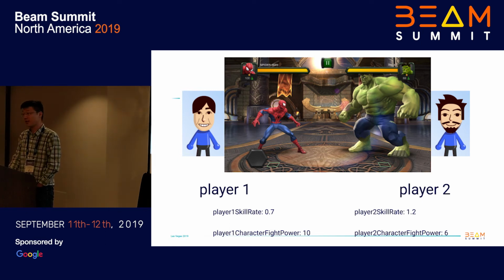To put this together, let's say team one has player one, and team two has another player in the game. You have Spider-Man and Hulk fighting, and you have different skill sets. For Spider-Man, the player's skill set is 0.7 and the character power is 10, and player two's skill set is 1.2 and their character power is 6. So we multiply the skill set by the fight power, and Hulk actually wins in this case. That's the idea behind it, and once we have a stream data set we can see who is going to win and apply that.